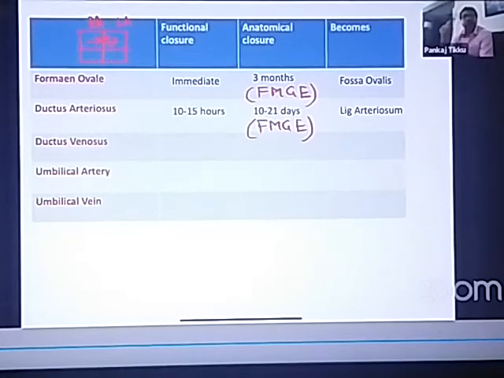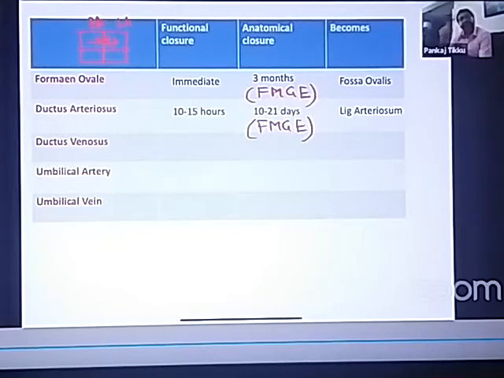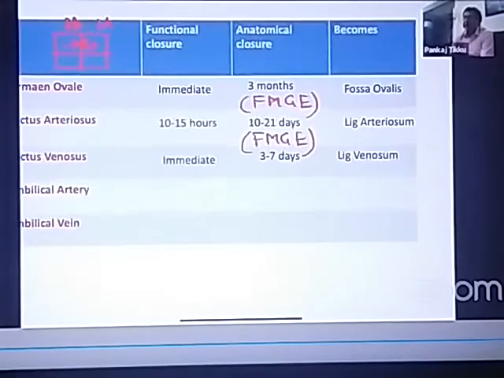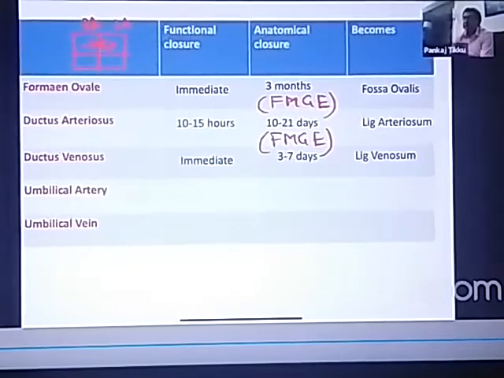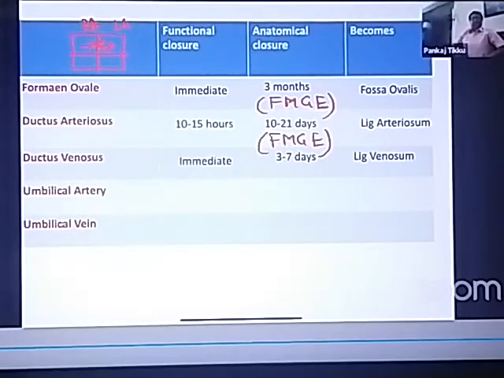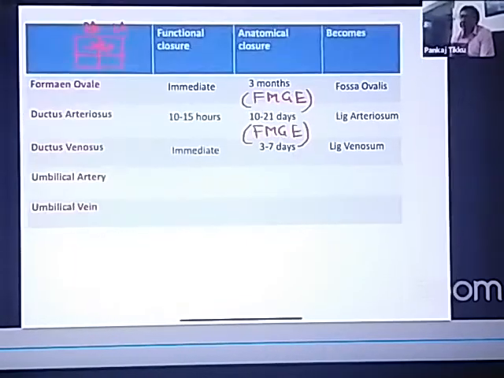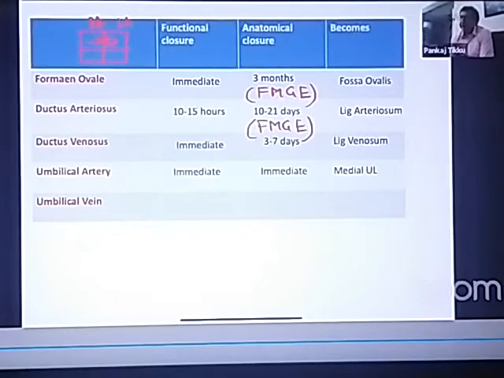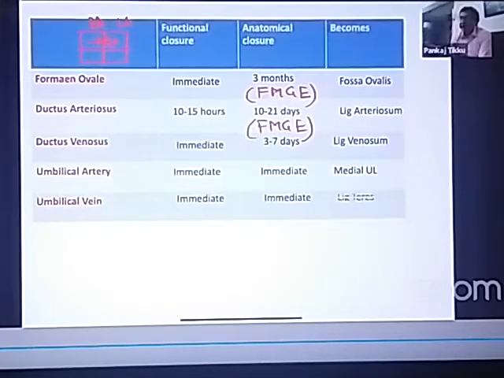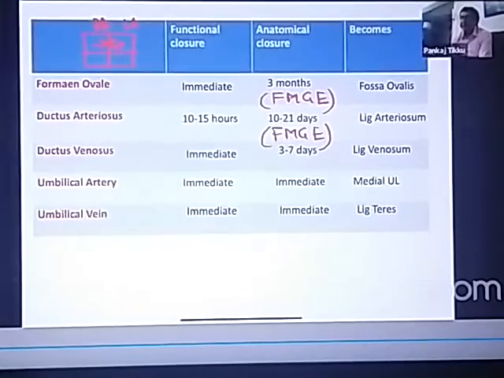The ductus venosus, I told you, was the connection between the umbilical vein and the inferior vena cava in fetal circulation. The ductus venosus closes immediately; anatomical closure takes 3 to 7 days, and it goes on to become the ligamentum venosum. The umbilical artery normally closes immediately, both anatomically and functionally, and goes on to become the medial umbilical ligament. The umbilical vein again closes immediately and goes on to become the ligamentum teres.